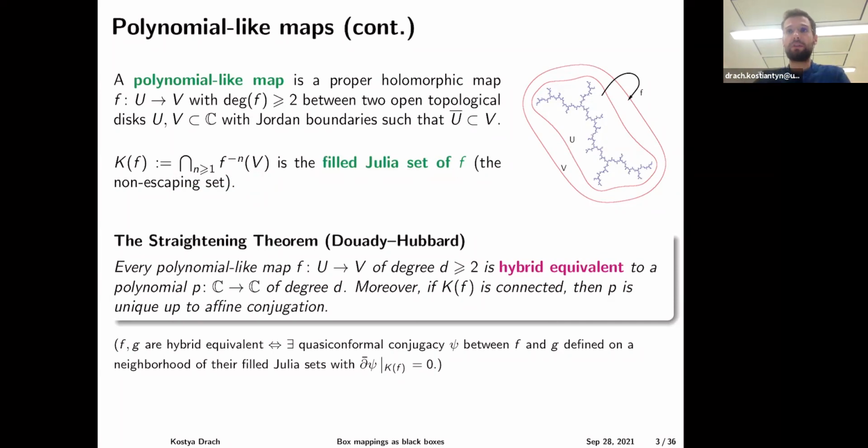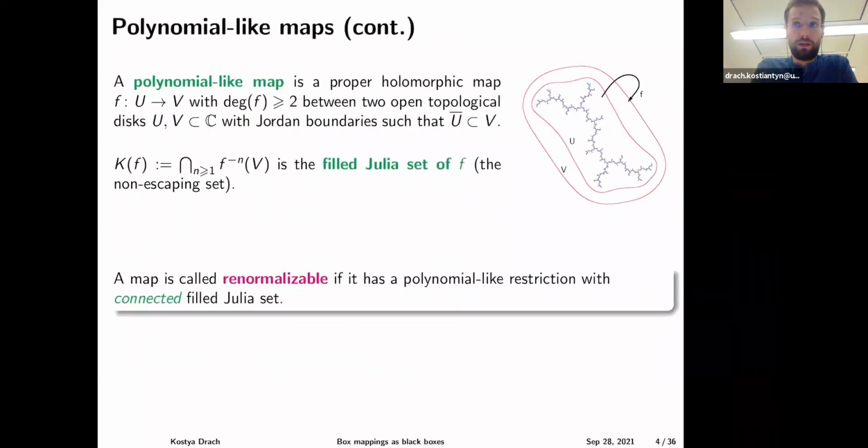And the celebrated straightening theorem due to Douady and Hubbard tells us that every polynomial-like map of degree D is hybrid conjugate to some actual complex polynomial of degree D. And moreover, if the filled Julia set is connected, then this P is unique up to affine conjugation. Of course, the question is, if we can extract a polynomial-like map from our embedded dynamical system, then the map is called renormalizable. Additionally, we should require that the filled Julia set for this renormalization is connected. This is a proper way. Otherwise, our map is non-renormalizable.